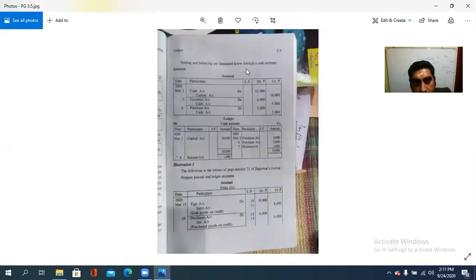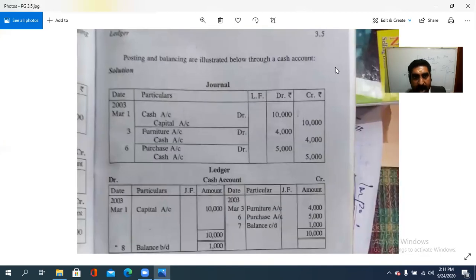Then posting and balancing are illustrated through a cash account. So I will explain to you how it is to be. What are the entries there? Can you see the screen? The entries are: one is cash account debtor to capital, furniture account debtor to cash, and purchase account debtor to cash. So we are preparing the cash account.